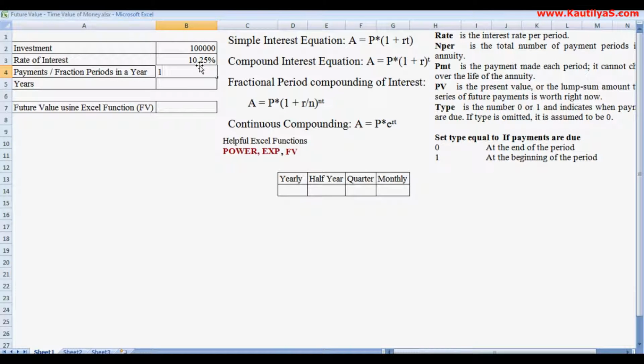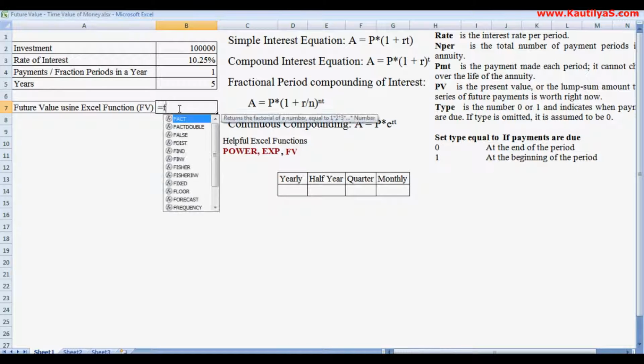So 1. Then, how many years are you making an investment? Assume that the investment is made for 5 years. So now we are interested to know what would be the value of your investment of 1 lakh after 5 years if interest is paid once in a year. So for that we use the Excel function FV.